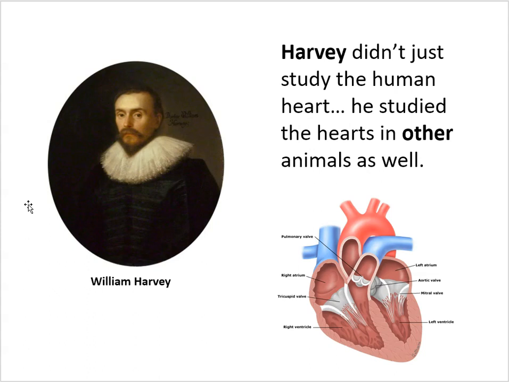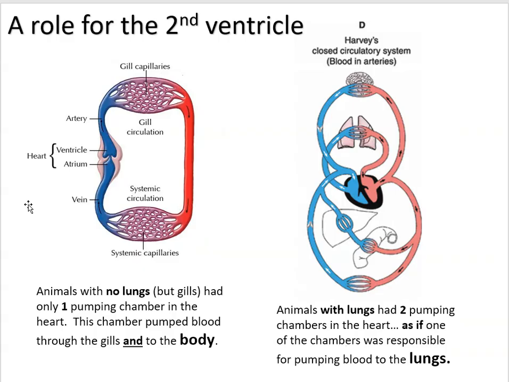Now, Harvey didn't just study the human heart, he studied the hearts in other animals as well, also animals without lungs, and he found an interesting pattern. For example, on the left, this is the modern view of the circulatory system of a fish. But what Harvey noticed is that animals with no lungs only had one pumping chamber, one ventricle. But animals with lungs, like mammals and birds and reptiles, had two pumping chambers. So it suggested to Harvey that that second pumping chamber, the second ventricle, was associated with the lungs.